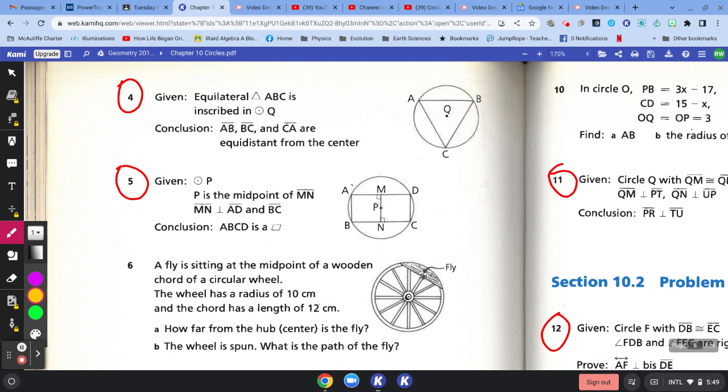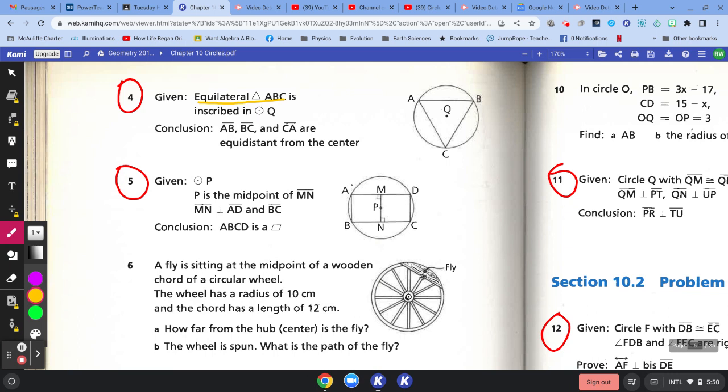But I'm going to deal with a few right now, and then I'll deal with a few more, perhaps in another video. So number 4, we've been given an equilateral triangle, ABC. It's inscribed, that means it's inside and touching this circle Q. And we're trying to figure out if we can conclude that AB, BC, and CA are all equidistant from the center. Well, what do we know about the sides of an equilateral triangle? I'm going to let you think about that for a minute. I'm going to pause the video and then maybe come back and talk about this.